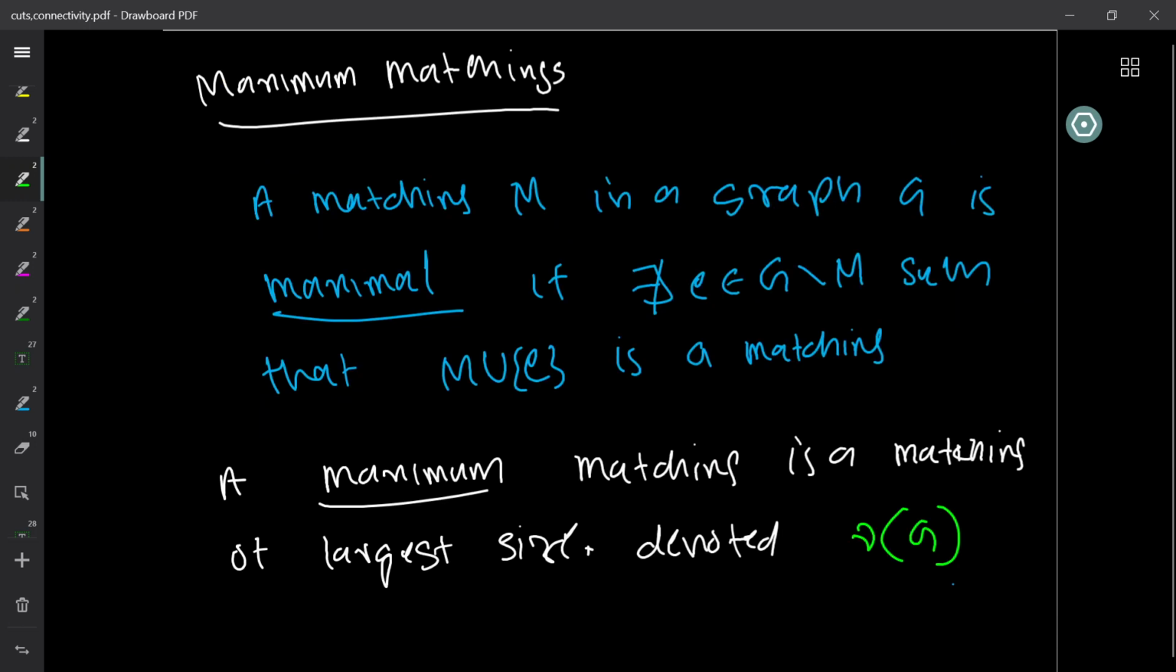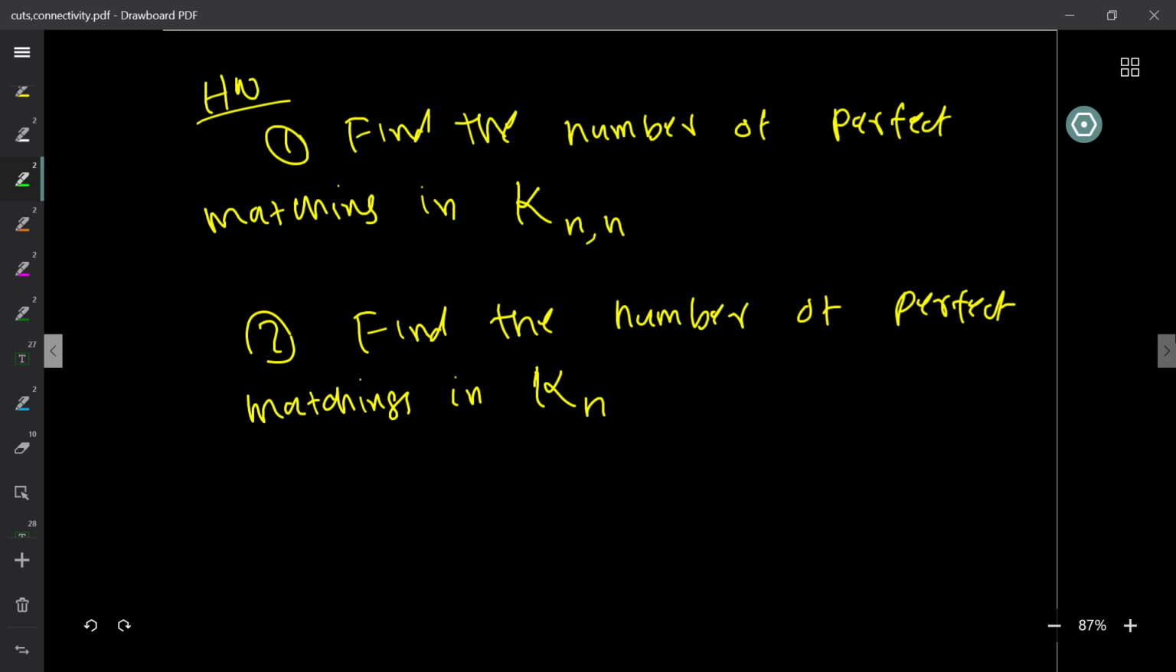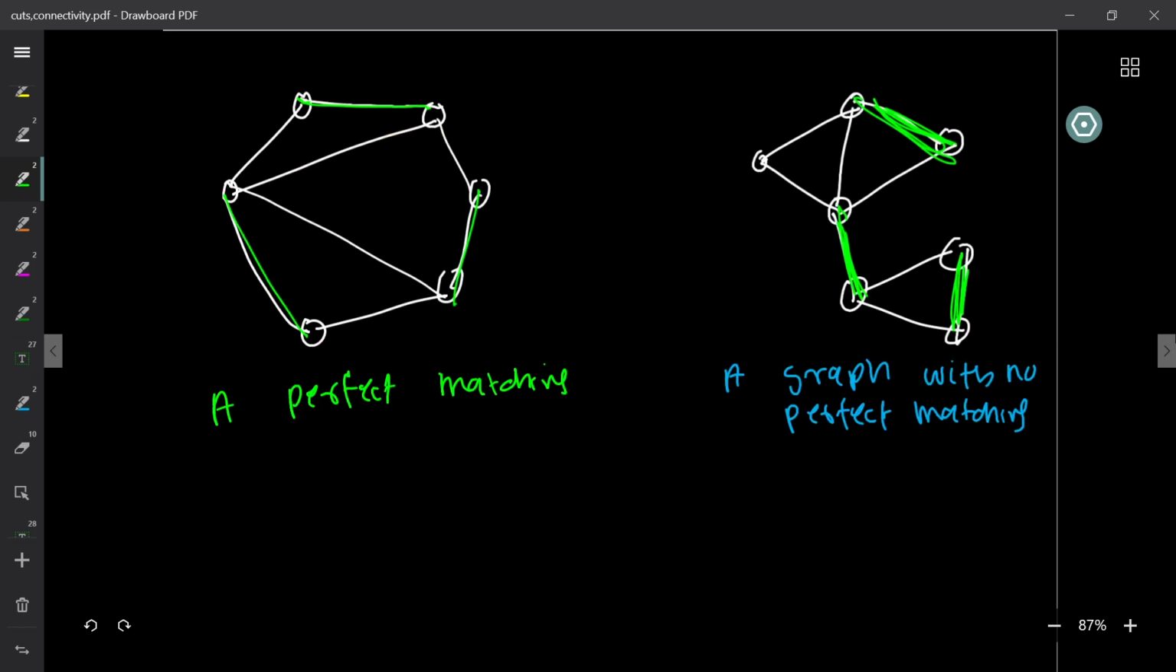Now, once you have a matching, you can ask what is the largest size of matching that is possible. Suppose you start with a graph and you have a matching and you are not able to add any more edges to make any larger matching. In such a case, it is called a maximal matching.